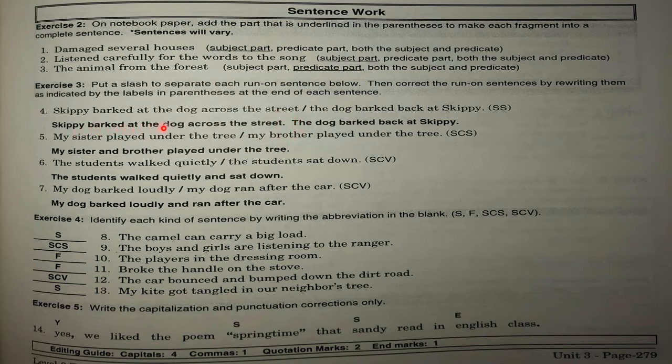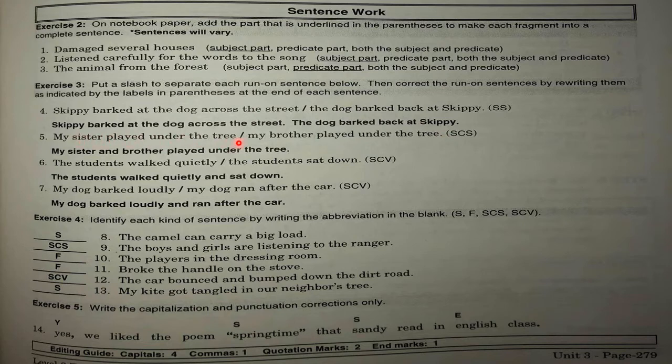Skippy barked at the dog across the street. That's number 1. The other sentence, the dog barked back at Skippy. Again, I'm going to start it with a capital letter and I'm going to end it with an end mark. This is how I'm going to fix the run-on sentence. Okay? Now, number 5. My sister played under the tree. My brother played under the tree. So I have a run-on sentence.